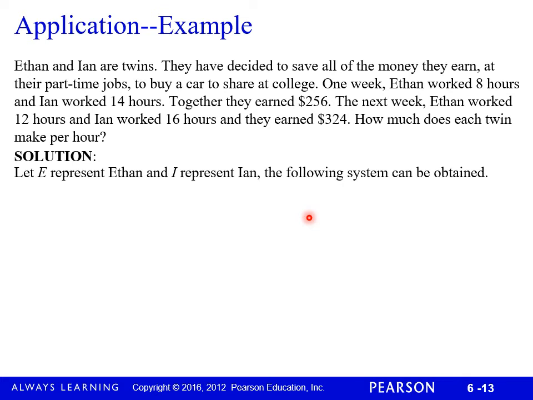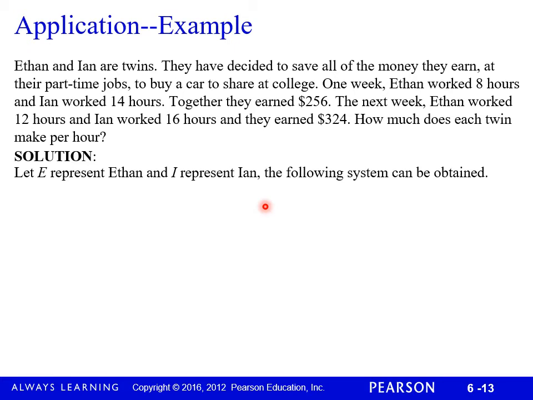Well, one of the first things you want to do with these problems is look at the question. Remember that the question creates your variables. How much does each twin make per hour? And it's a good idea to do like I've done here, to use the variables that are connected to the problem. So instead of using X and Y, I'm going to use E to represent how much money Ethan makes, and I'm going to use I to represent how much money Ian makes. This helps you solve the problem because it helps you connect with the context of the problem.